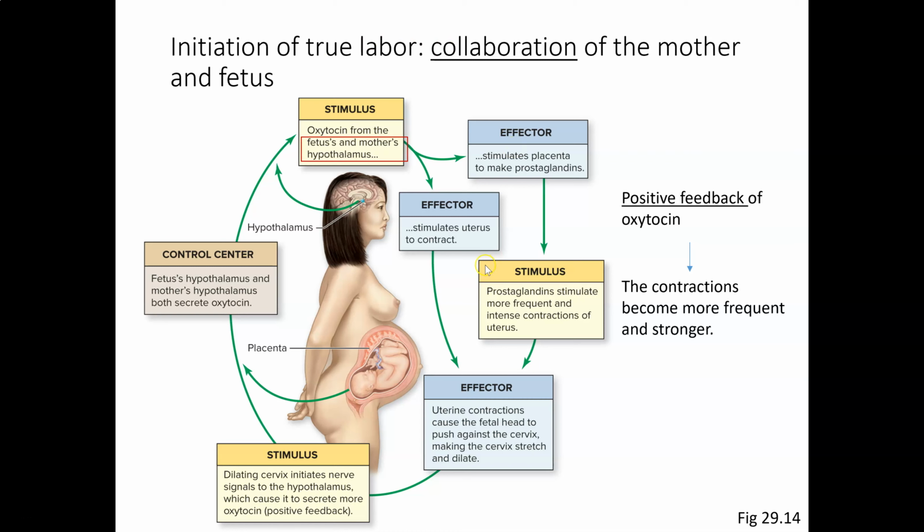So you can see as this cycle goes, the result is more oxytocin secreted, more contraction, and the contraction pushes the fetus down, and the cervix gets stretched out even further, and then the hypothalamus is going to take it as a signal for more oxytocin. So that's why the contractions become more frequent and stronger, because of the work of the positive feedback loop of oxytocin.